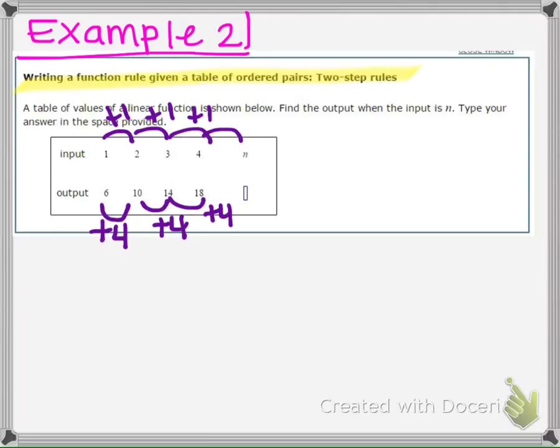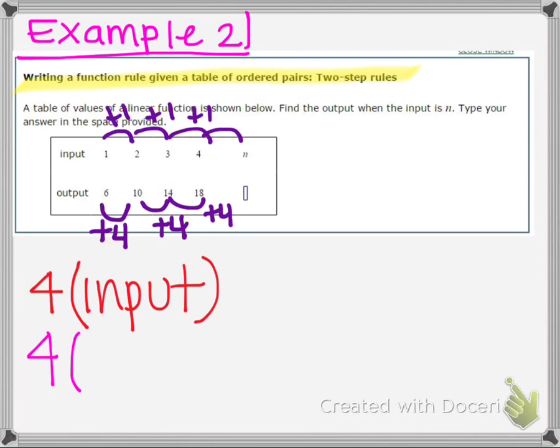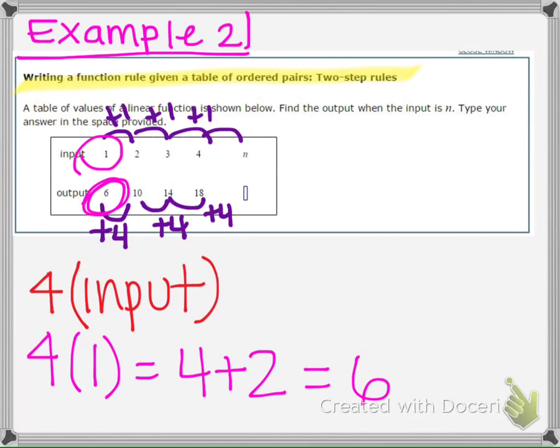So I'm going to try, what if I take 4 and I multiply it by the input number? Let's see what happens. If I take 4 and multiply by 1, I would get 4, but it needs to be 6, so I need to add on 2 more to get 6. So let's see if this rule would work. If I multiply by 4 and then add 2.